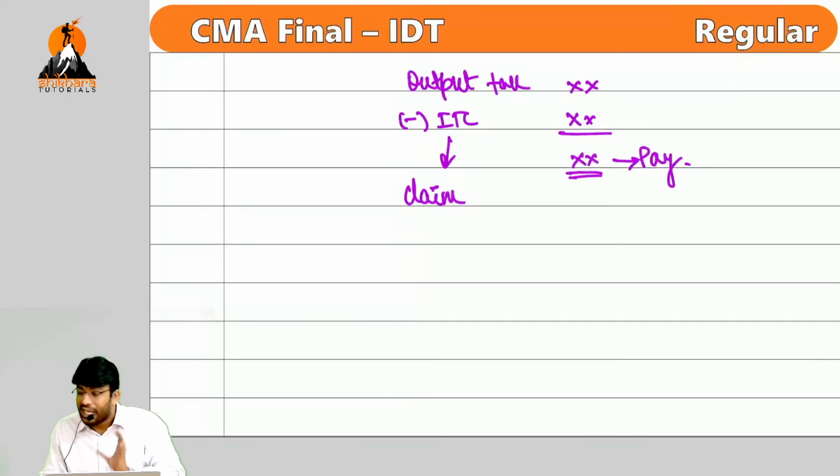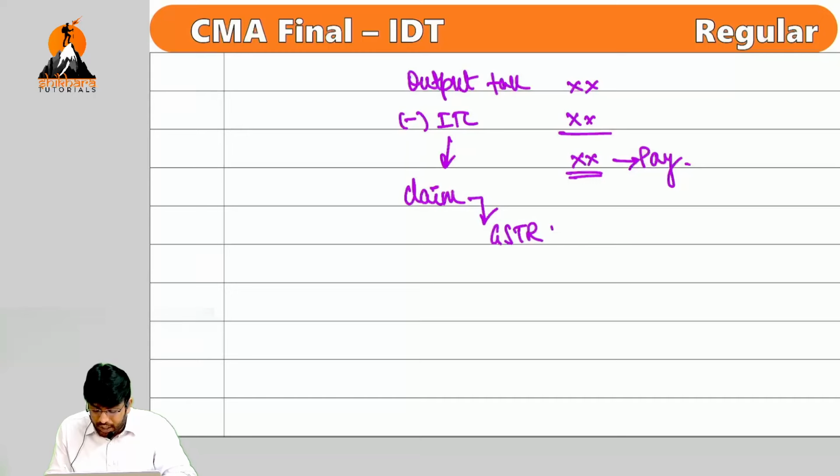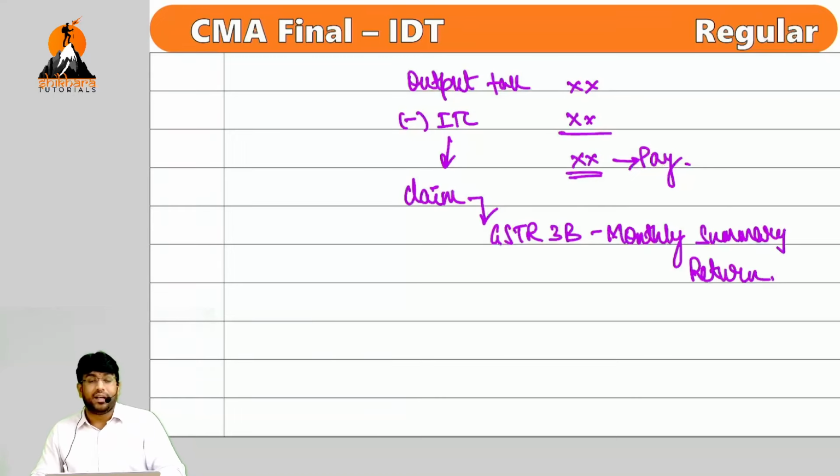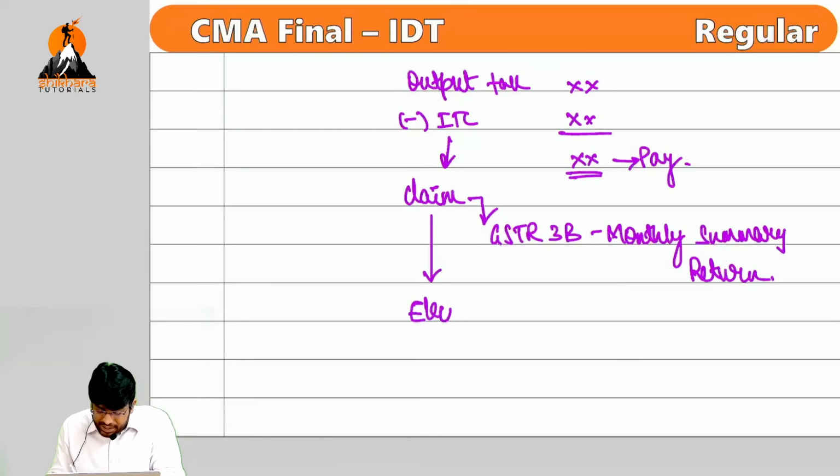Correct, friends? When we are claiming this, we will show this in one return called GSTR 3B, which is a monthly summary return. In that summary return, we will show what our input tax credit is. Once we claim this input tax credit, this figure will come and sit in the electronic credit ledger. There is one ledger in the GST portal.